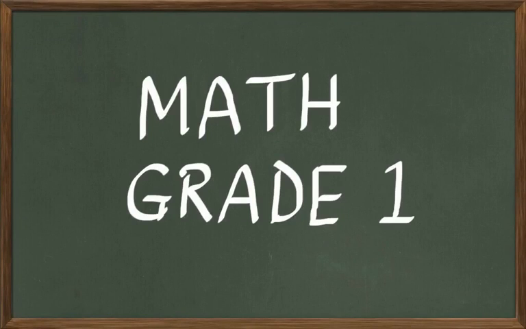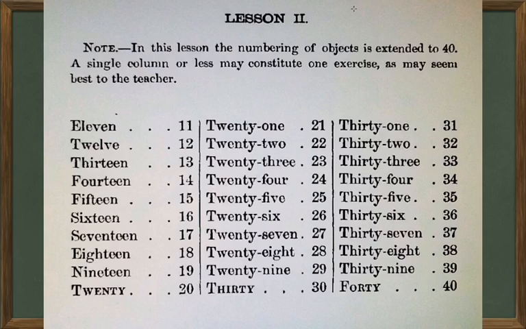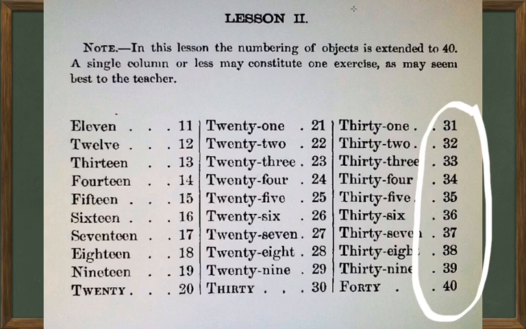All right, we're in Math Grade 1, and we're going to do lesson number 8 today. Lesson 8 continues our counting as we count our way up. Right now we're working our way from 11 to 40 in Lesson 2 in Ray's Arithmetic book. That's our textbook, and we're going to do the 30s today.